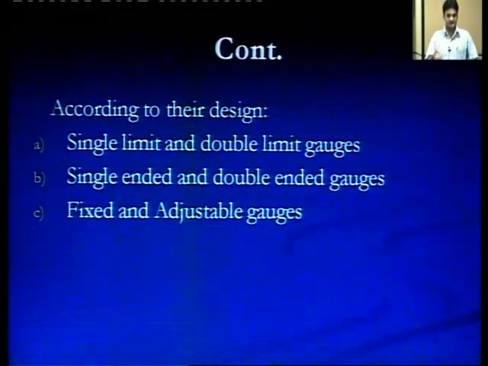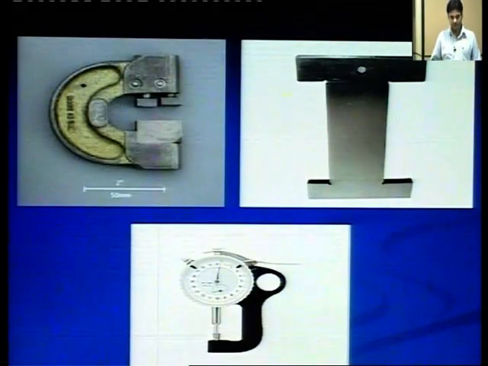Now, the next classification is according to their design. They are single limit and double limit gauges, single ended and double ended gauges, fixed and adjustable gauges. This is a diagram showing single ended, double ended, adjustable, fixed.